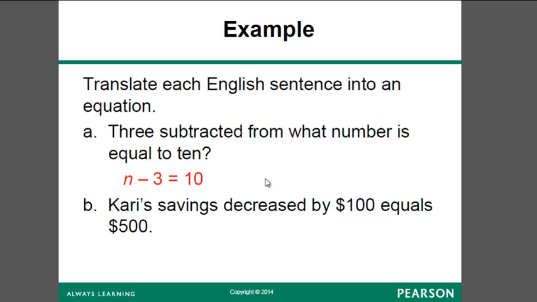Do the same thing with part B. Carrie's savings decreased by $100 equals $500. Okay, remember, we don't really know what Carrie's savings started out to be. We just know that it was decreased by $100. So we have to put a variable for Carrie's savings. Carrie's savings decreased by $100 equals $500. And that's how we translate into an equation.